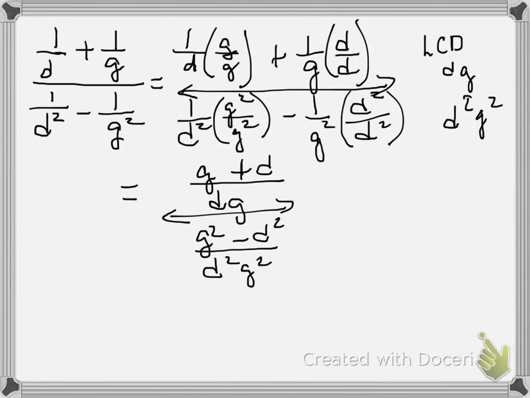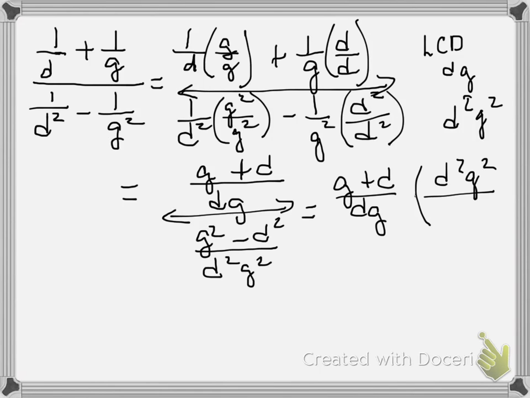All right, for our next step, we've got a single term in both numerator and denominator. We will apply the process for dividing fractions. To divide fractions, you multiply by the reciprocal. So I will take the numerator, g plus d over dg, and multiply by the reciprocal of the denominator, which will be d squared g squared divided by g squared minus d squared.